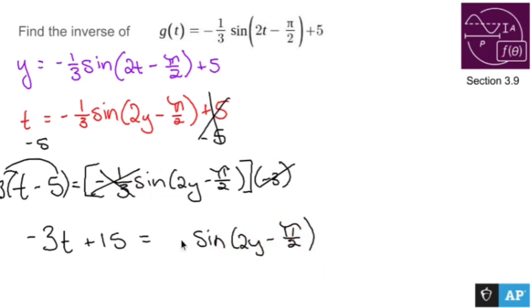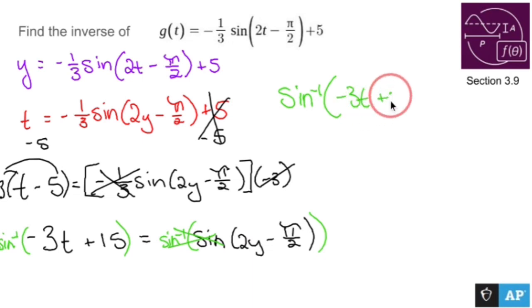And if you're like, whoa, buddy, you left all that space there, I know. It's because my next step is to inverse sine both sides, and that gets rid of the sine. So inverse sine both sides cancels out the sine there. And what I'm left with, and let's move it up here, is the inverse sine of negative 3t plus 15 equals 2y minus pi over 2.